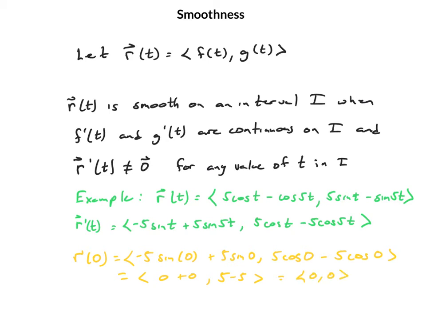So in this case, when t equals 0, I get the 0 vector, and therefore I know the graph of my vector valued function is not going to be smooth at t equals 0. I'm going to get a cusp. So when I plug 0 in for t into the original function, I'm going to generate a point, and I know that point is going to be a cusp.